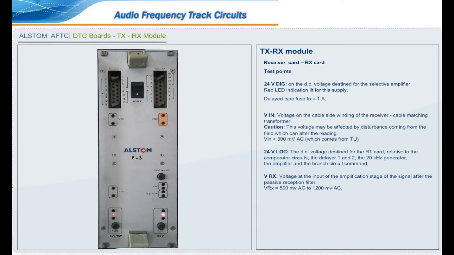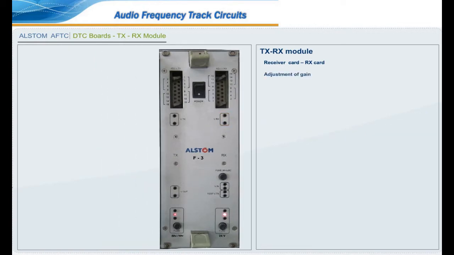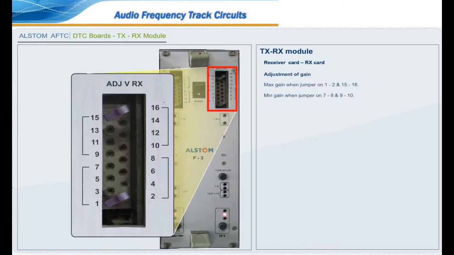VRX, voltage at the input of the amplification stage of the signal after the passive reception filter. VRX equal to 500 mV AC to 1200 mV AC. Adjustment of gain. Maximum gain when jumper on 1 and 2, 15 and 16. Minimum gain when jumper on 7 and 8, 9 and 10.